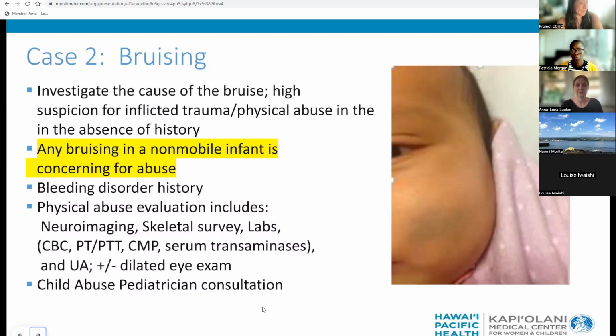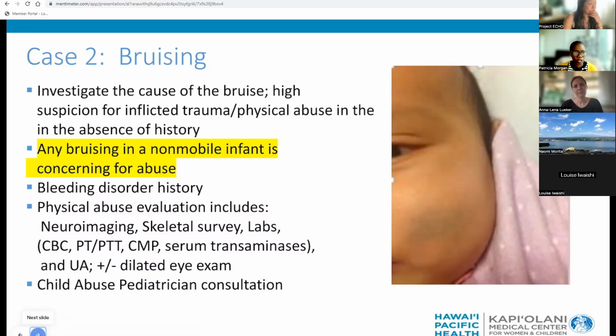And so this is important. This would be an infant that you would send to the emergency department to have that physical abuse evaluation obtained, versus trying to do all of the pieces one at a time in an outpatient setting, because most importantly, we want to make sure that if this is an infant who's being abused, they're safe.